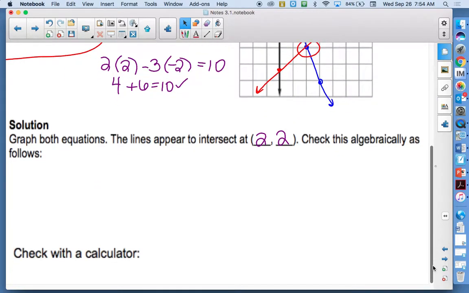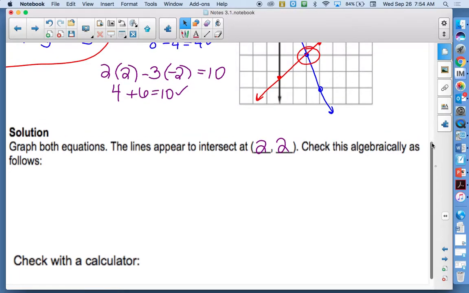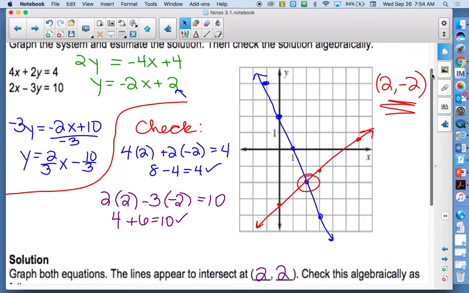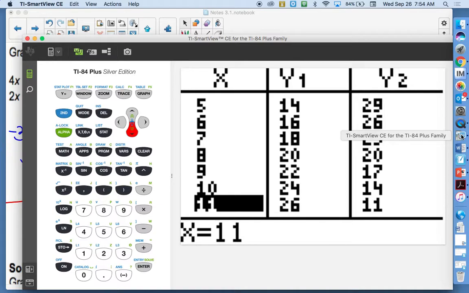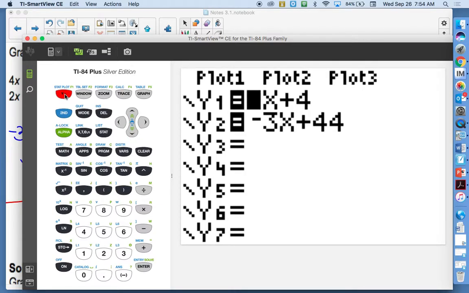The last thing I think it says is to check with your calculator. So I'd like you to plug the equations into the calculator. You already have them in y equals form. So go back to y equals, plug those two equations in, clear out what you have.